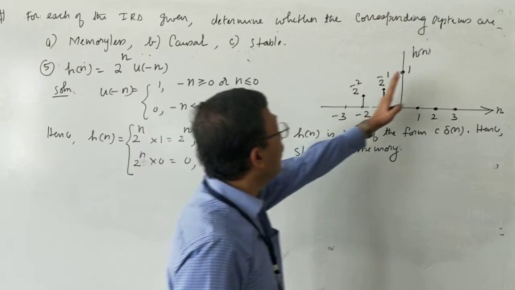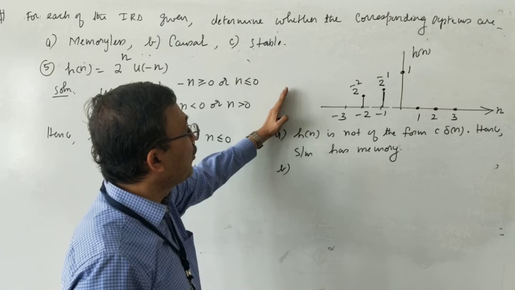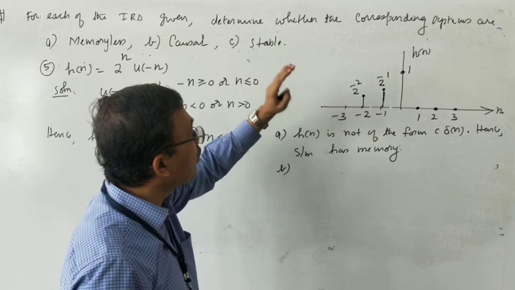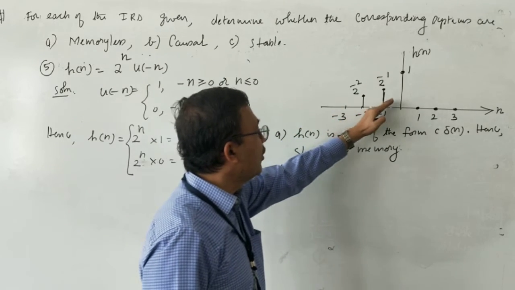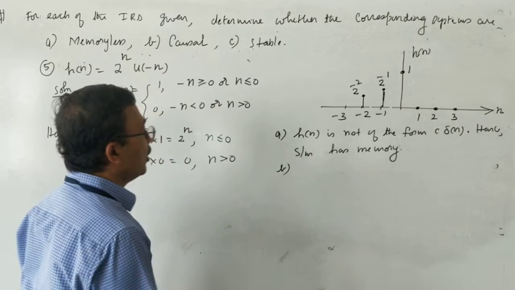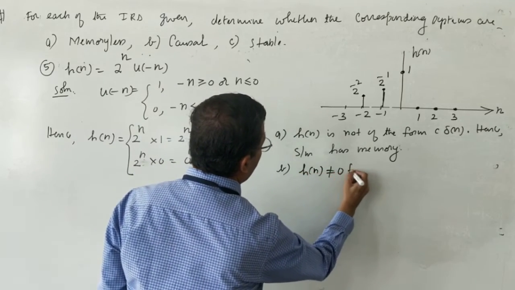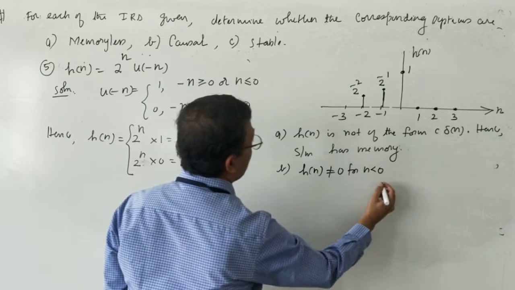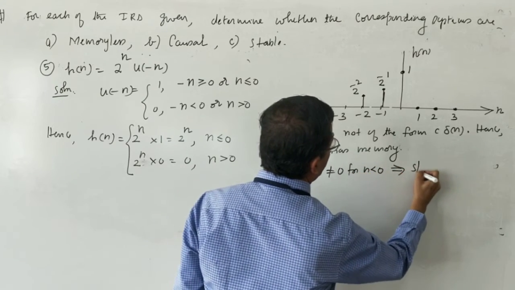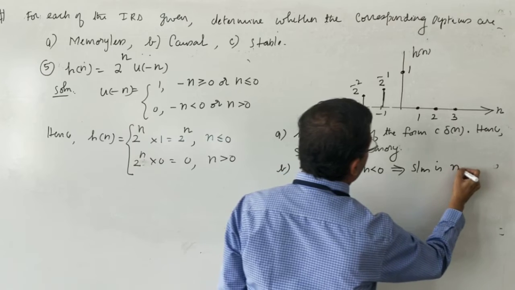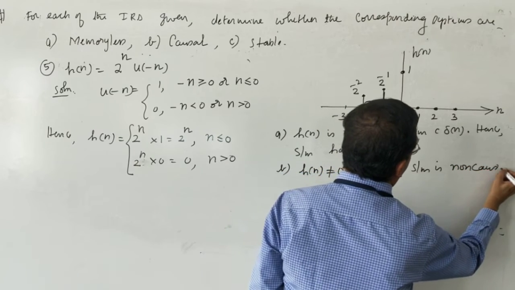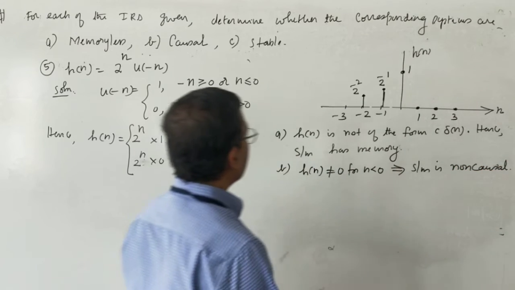All the samples of h of n are present for negative values of n. That means h of n is not 0 for n less than 0. Therefore, the system is non-causal. H of n not equal to 0 for n less than 0 implies the system is non-causal, or anti-causal.